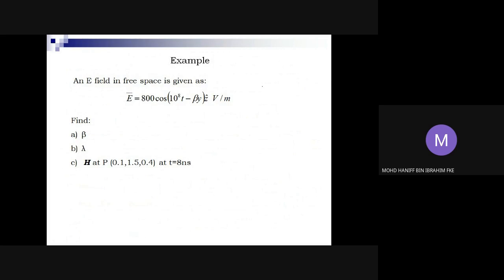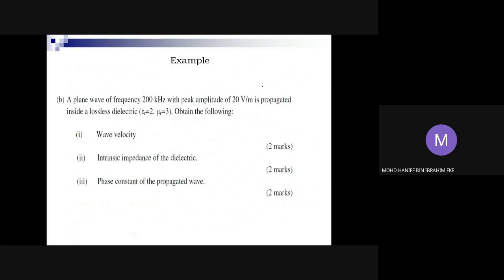I think we did this example in our class last Thursday, so we proceed with this example here, which is a sample of final exam questions. In this particular example, we are given a plane wave of frequency 200 kilohertz with a peak amplitude of 20 volts per meter, said to be propagating inside a lossless dielectric. So this is the case of wave propagation in a lossless dielectric, having the following properties: the relative permittivity is 2, whereas the relative permeability is equal to 3.